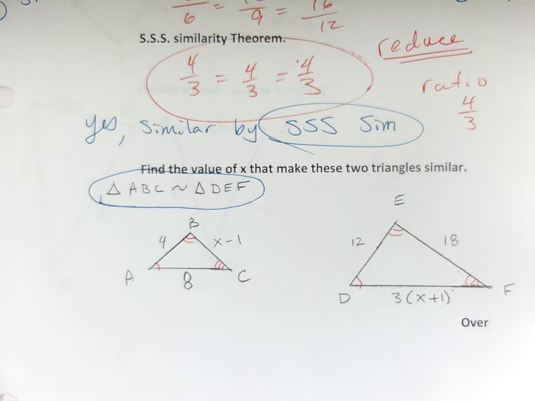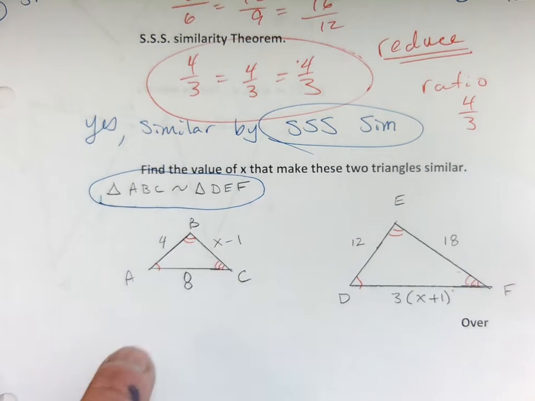So if that's the case, we do know that the 4 goes to 12, the 8 goes to 3, x plus 1, and the x minus 1 goes to 18, right? Okay. So if I want to solve for x, I would probably go this to this equals this to this, right? I mean, there's more than one way to do it. There's many ways to set this up. I'm just going to choose that way.